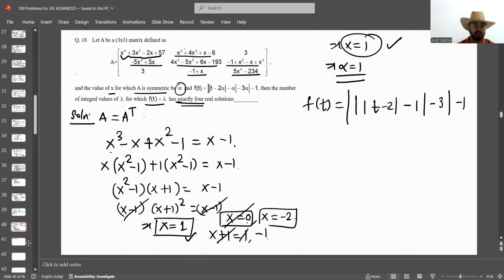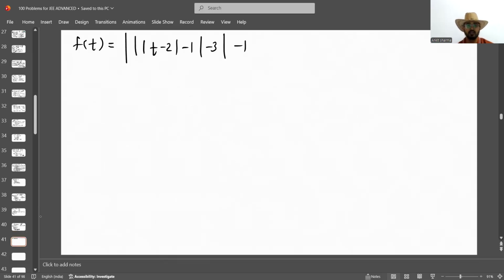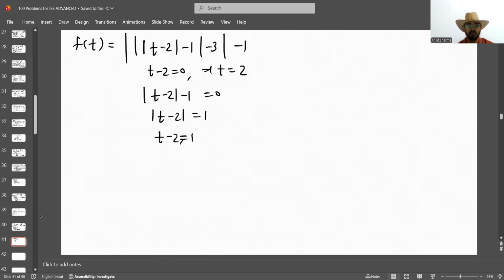So let's go ahead. Now I need to plot this to see the graph. So I'll find out all the critical points here. So one of the points is t minus 2 is equal to 0. That means t is equal to 2. And then we have the nested modulus t minus 2 minus 1. This must be 0, which means mod of t minus 2 is equal to 1, which means t minus 2 is equal to 1 comma minus 1. Means t is equal to 3 and 1.